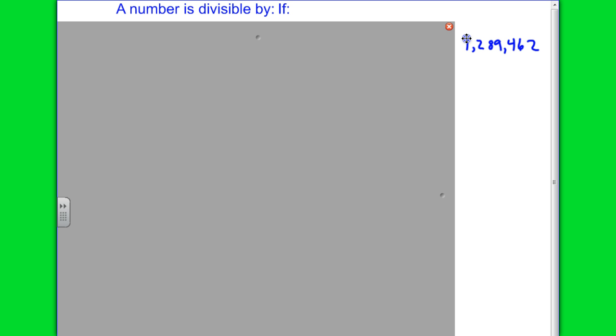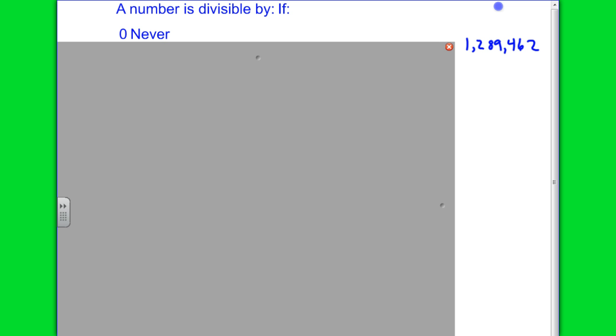Is that number divisible by 0? No. What do you get when you divide by 0? It's undefined. A number is never divisible by 0. It is undefined. How about 1? Can we divide every number by 1? Yes. So we'll skip over that because every number is divisible by 1.